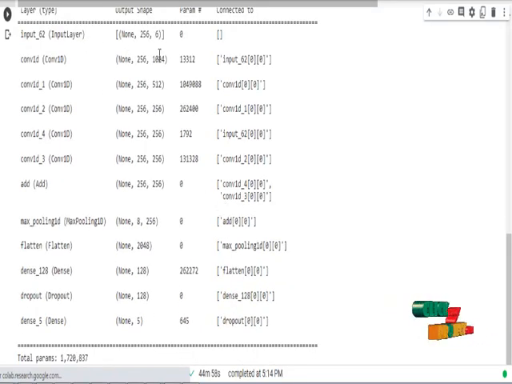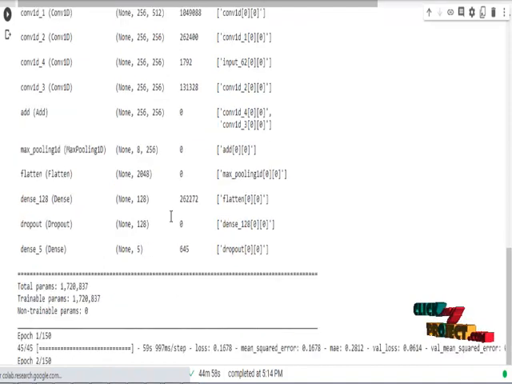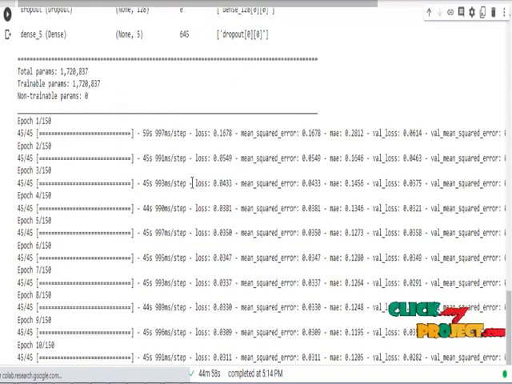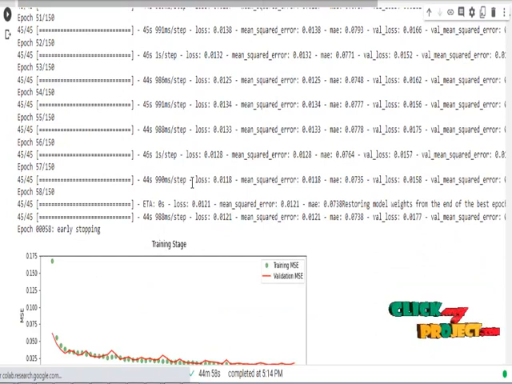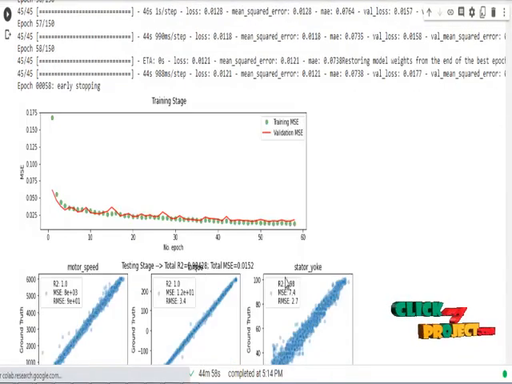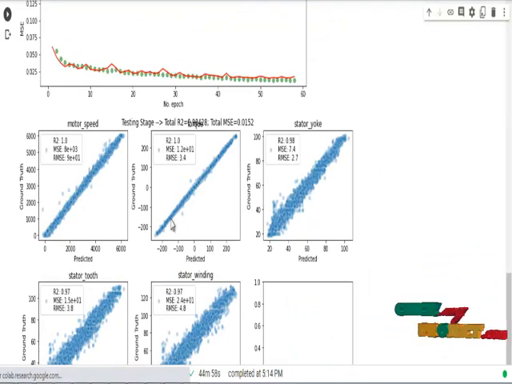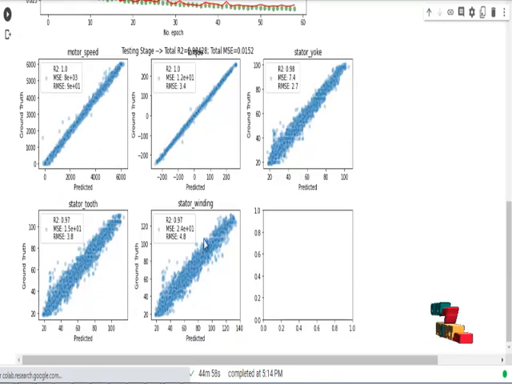These are all the inputs and output results of every layer. In that I have trained our dataset and found the result based on the mean square error value, and the final mean square error value is 0.0121, and the validation mean square error is shown. This is the training mean square error and validation mean square error plot. And these are all the motor speed and testing speed, ambient speed, and stator yoke, stator winding, and stator tooth visualizations of our process.